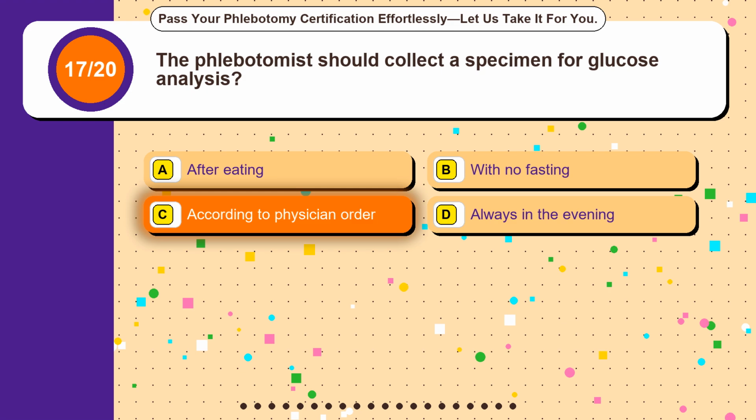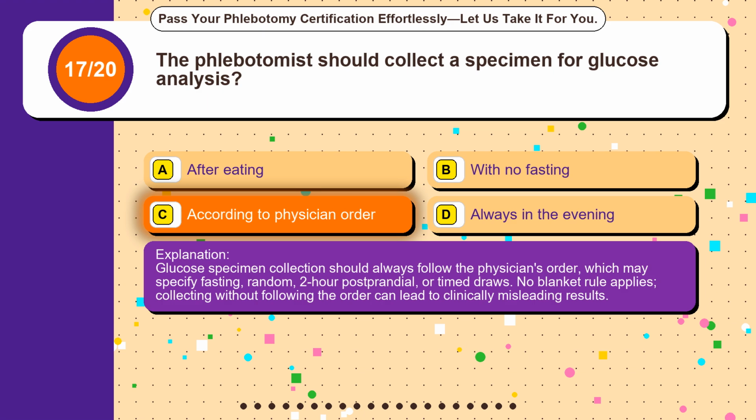according to physician order. Glucose specimen collection should always follow the physician's order, which may specify fasting, random, 2-hour postprandial, or timed draws. No blanket rule applies. Collecting without following the order can lead to clinically misleading results.